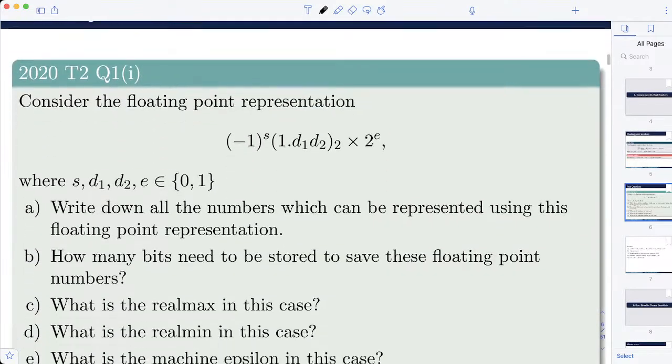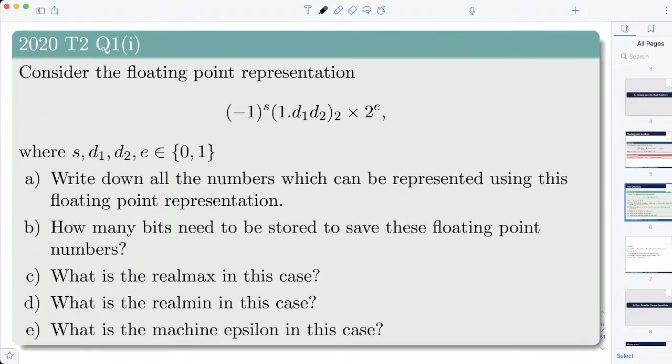But in this one over here, we only have 1 bit for this S, so for the sign, 1 bit for each of the decimal places, and then just 1 bit for the exponent field, because we can only choose from 0 or 1. So we only need 4 bits to store any of these floating point numbers. So now that we've knocked that out of the way, let's go through writing down all the numbers that can be represented using this.